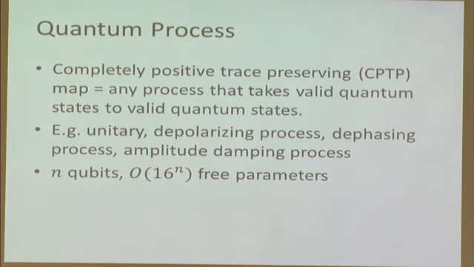Okay, so just a quick review, a quantum process is any CP-TP map, so completely positive and trace preserving. There are many different classes of quantum processes, so unitary, depolarizing, amplitude damping, and so on. One of the key things about quantum processes is that if you want to be able to characterize the full process, there are an exponential number of parameters, so order 16 to the n free parameters for an n-qubit quantum process. So really fully characterizing a quantum process can't be done efficiently.